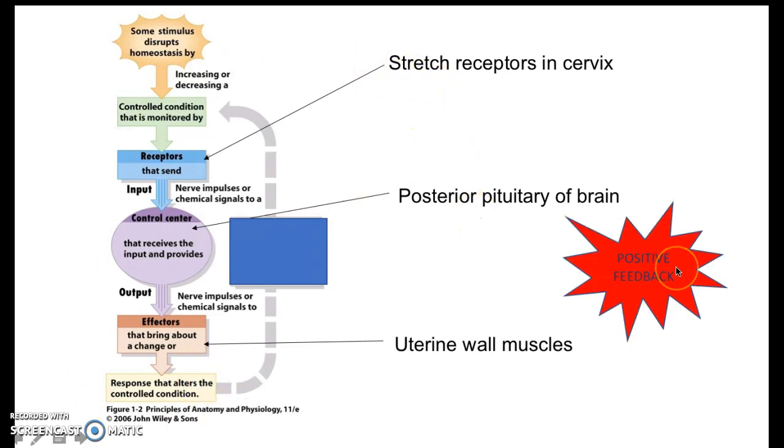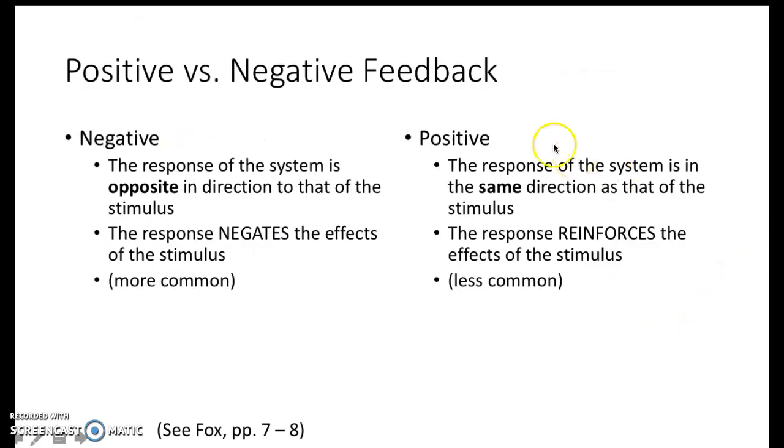This is what we would call a positive feedback loop, and a positive feedback loop means that the response is in the same direction as the stimulus. Now here, I've identified some characteristics of negative versus positive feedback. The main defining factor has to do with the relationship of the response and the stimulus. In a negative feedback loop, the response negates the stimulus. In a positive feedback loop, the response is in the same direction as the stimulus.